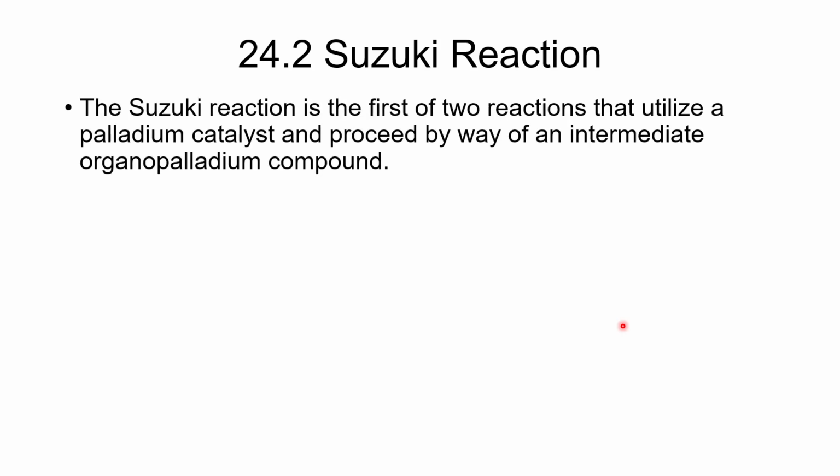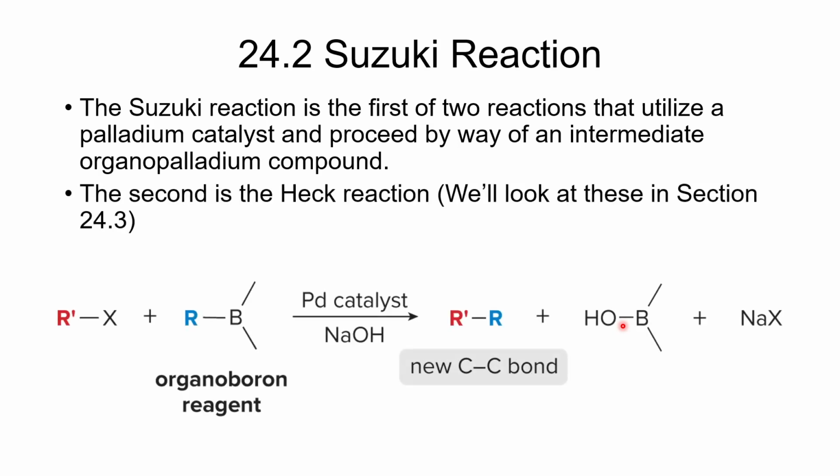So next, we're going to be looking at the Suzuki reaction, and it is the first of two reactions that use a palladium catalyst and that have an intermediate organopalladium compound. The second reaction that uses the palladium catalyst is going to be the Heck reaction, and we'll talk about that one in the next section, but for now we're going to look at the Suzuki coupling reaction.